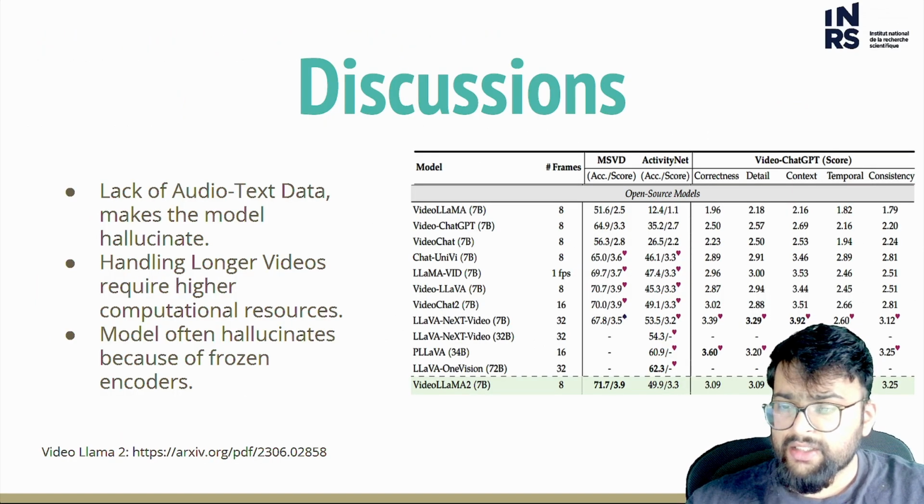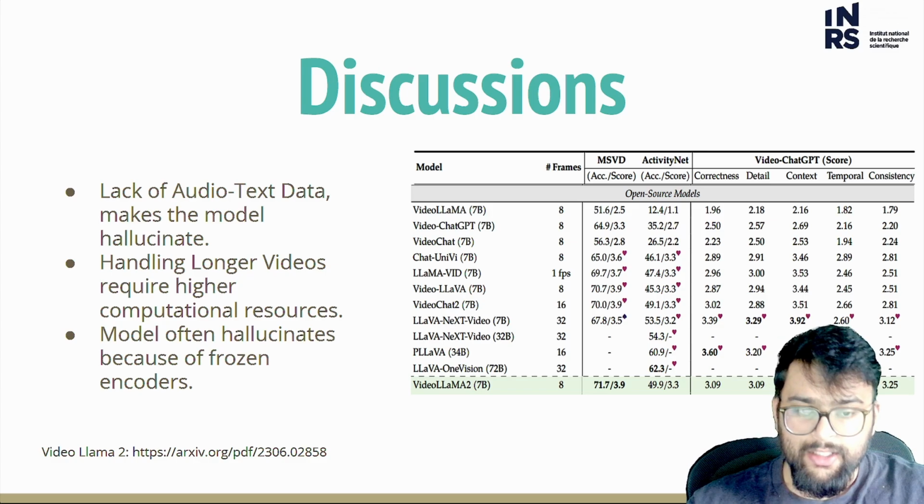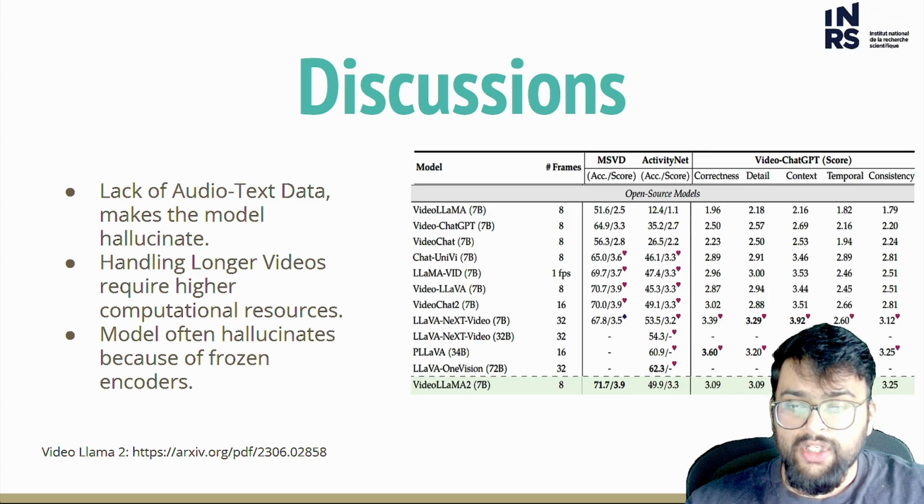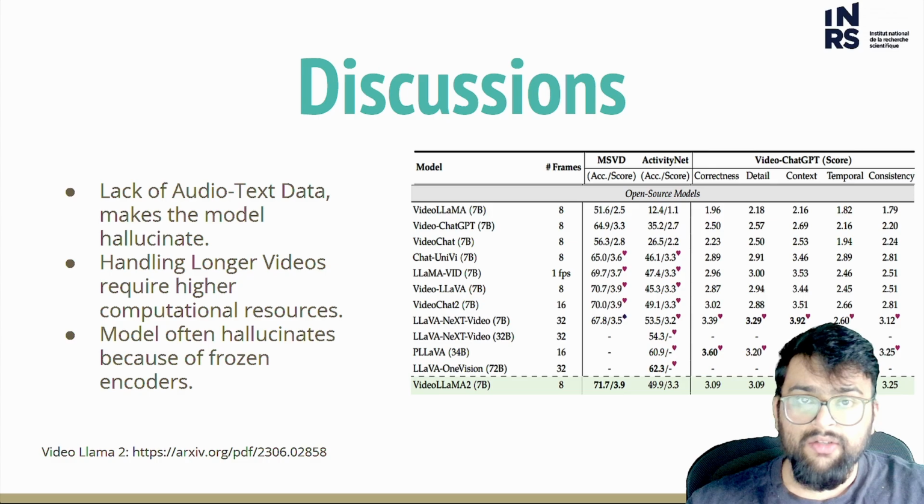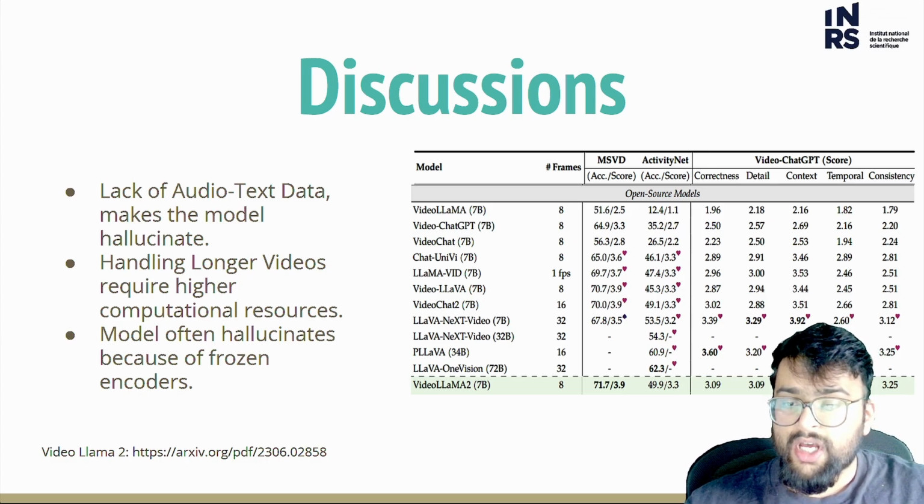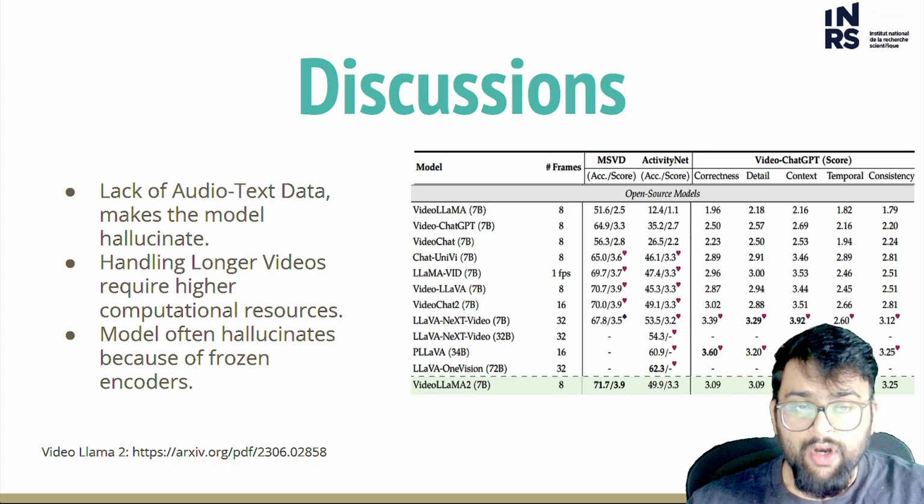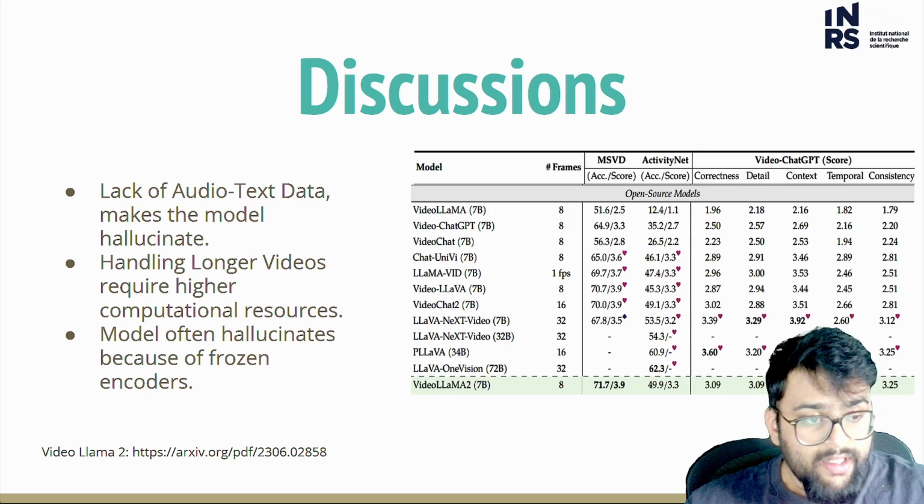And finally, handling longer videos is very expensive, as you are increasing the number of columns as you increase the number of frames. Most evaluations done on this model have been done on 8 frames. The model often hallucinates a lot because of the frozen encoders, especially in the video pipeline, where the ViT taken from BLIP is a rather old encoder which will not have most of the latest understanding of code or different scenarios.